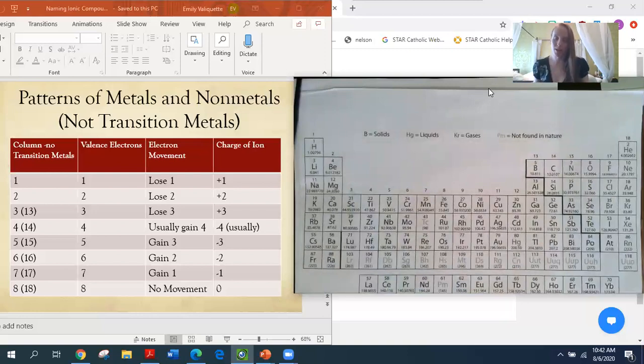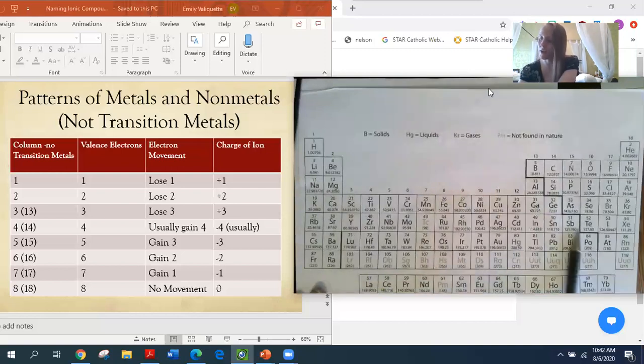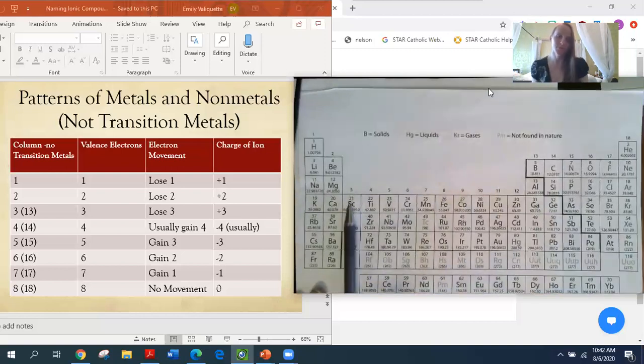So the transition metals, which again, we don't always know the charges of, are anything starting in this column right here, all the way across and then down underneath the staircase over here. So it's pretty much everything under the staircase, not including aluminum, which is above this line right here, and all the way over to the third column.